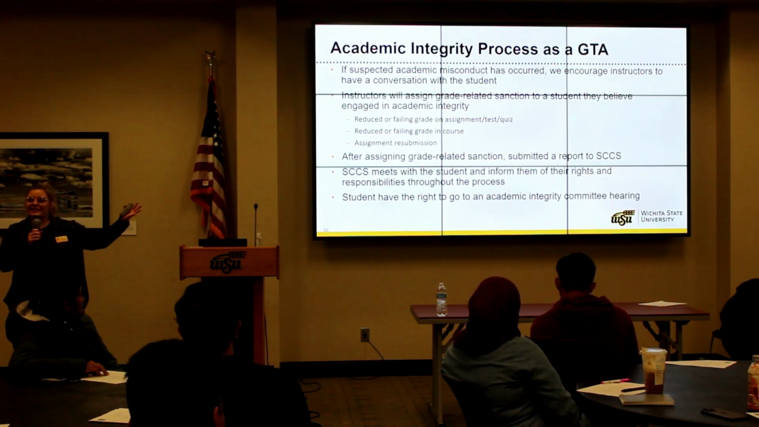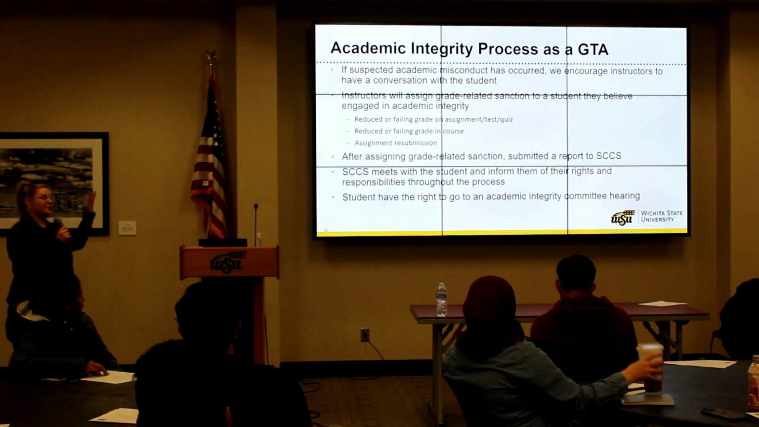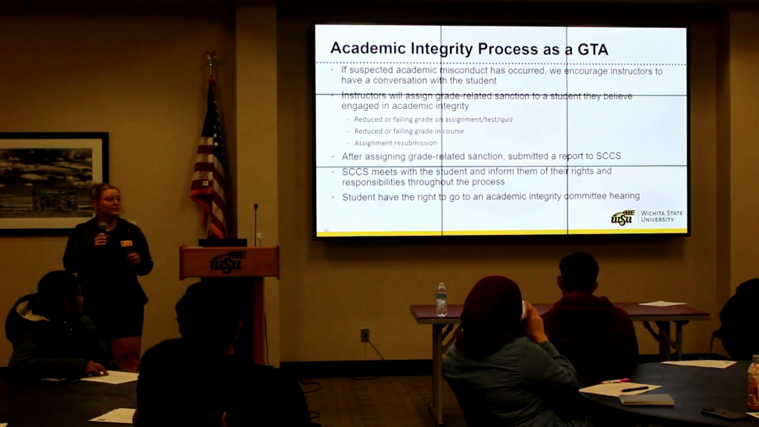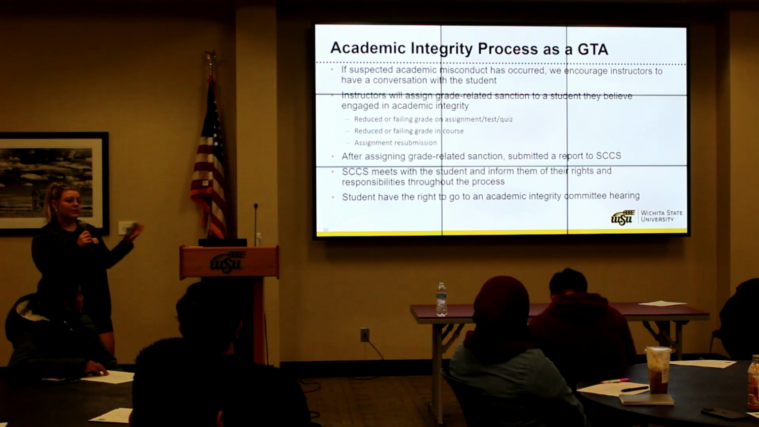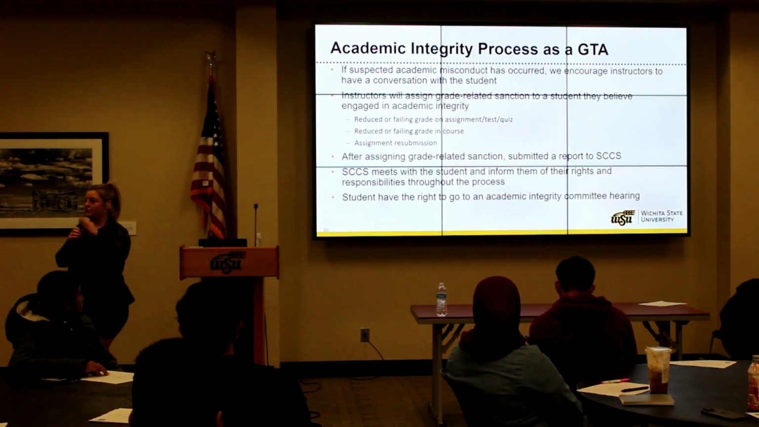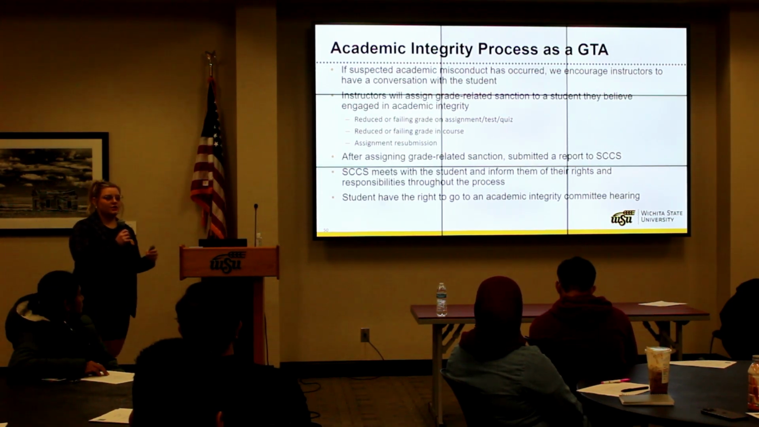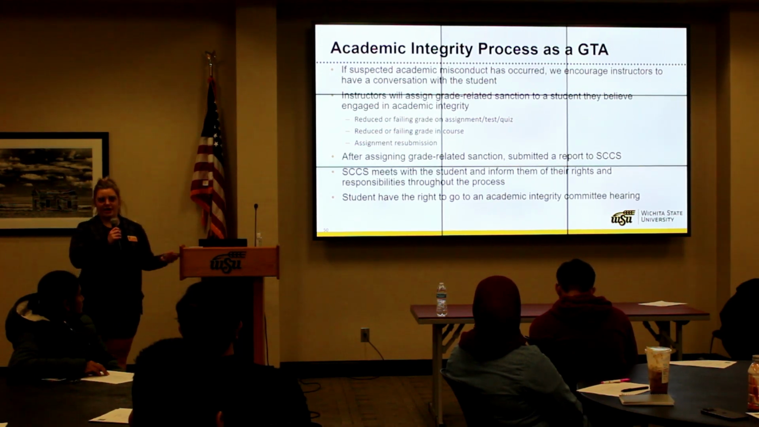So here is the academic integrity process. You have suspicions that something dishonest is happening in your class. You suspect academic misconduct has occurred, and we encourage instructors to have a conversation with your student. First thing you do is ask your student, okay, what happened? Tell me what happened. Why does your paper exactly word for word match this paper that I found on the internet?